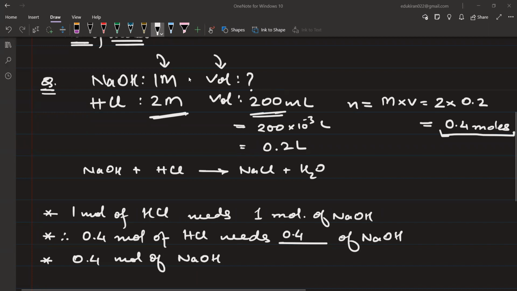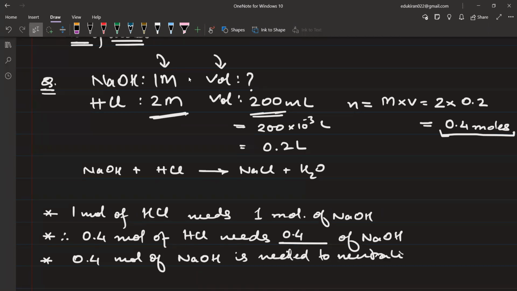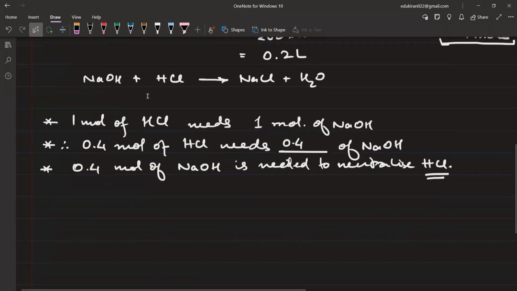Okay, so 0.4 mole of NaOH is needed to neutralize HCl. Got it? Yes or no?